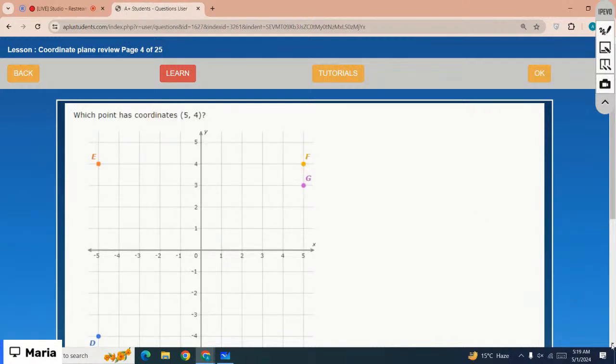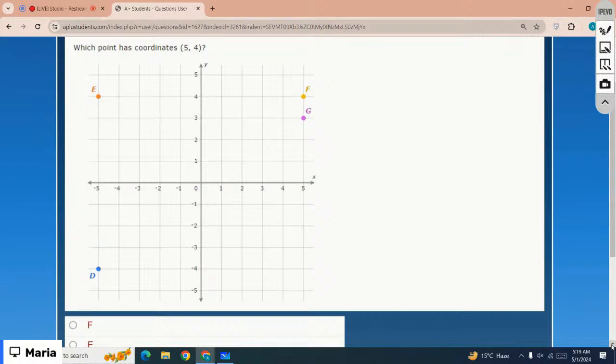Which point has the coordinate 5 and 4? Which is the correct option? 5 and 4. That is F. Very good. The correct option is F.